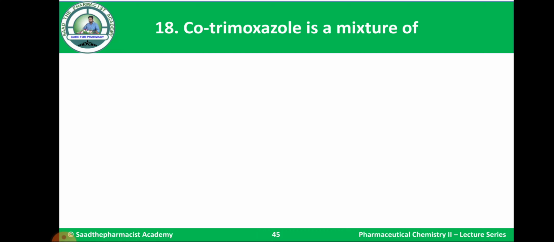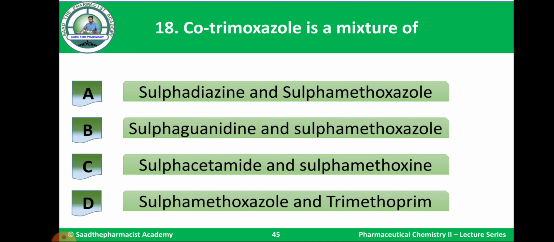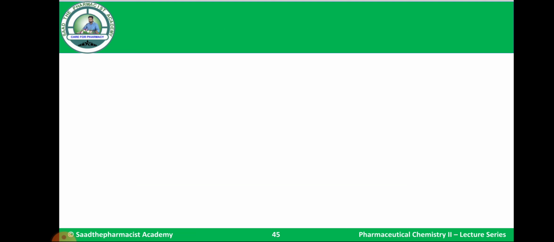Question number 18. Co-trimoxazole is a mixture of, and the options for this question are A. Sulfadiazine and sulfamethoxazole, B. sulfaguanidine and sulfamethoxazole, C. sulfacetamide and sulfamethoxine, D. sulfamethoxazole and trimethoprim. And the correct answer is sulfamethoxazole and trimethoprim.